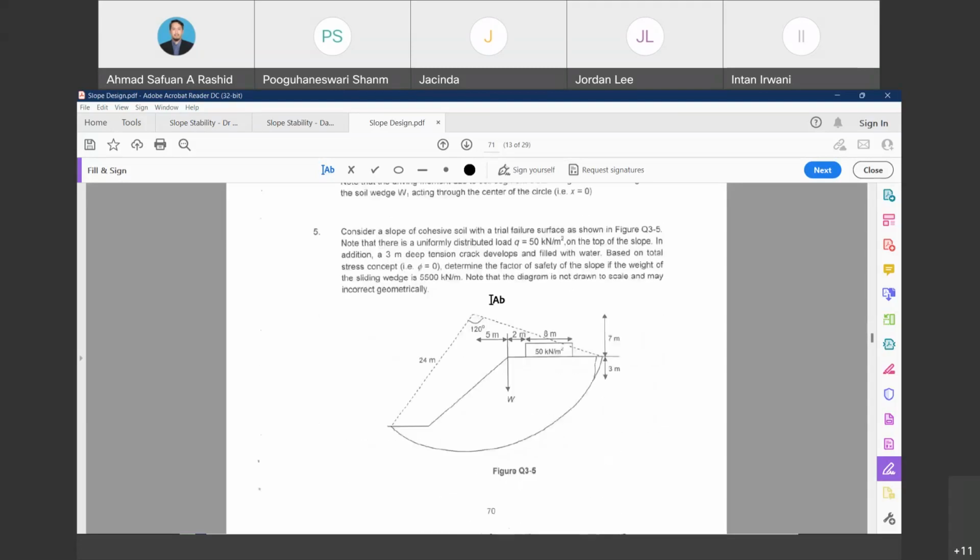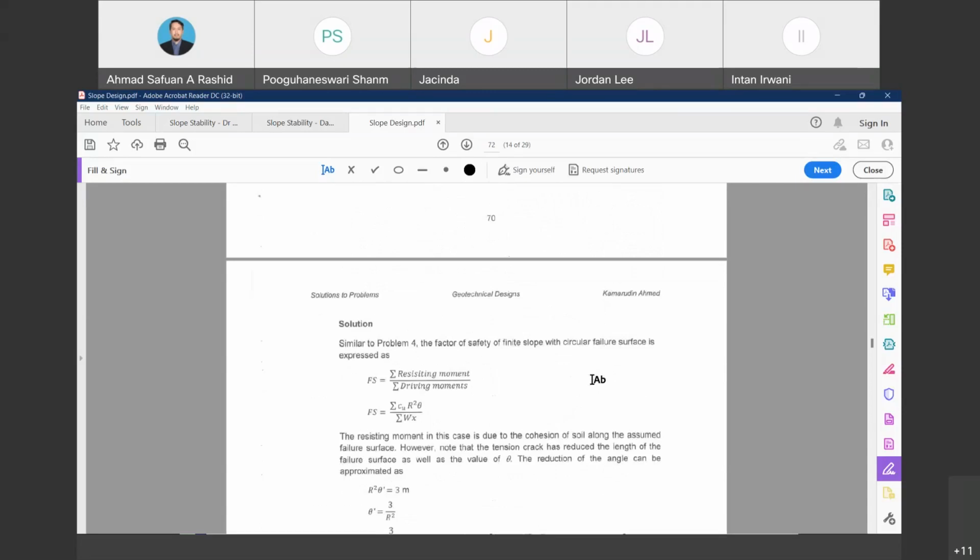Okay, this example is related to a tension crack, and there is a surcharge on the top of the slope. So it has three combinations of driving moment: the weight of the slope, the surcharge, and also the tension crack. A 3 meter deep tension crack developed and filled with water. The problem with this question is that it doesn't show the angle from the toe to the end of the tension crack. It shows the top to the toe as 120 degrees. So we need to find the angle from the toe to the end of the tension crack.